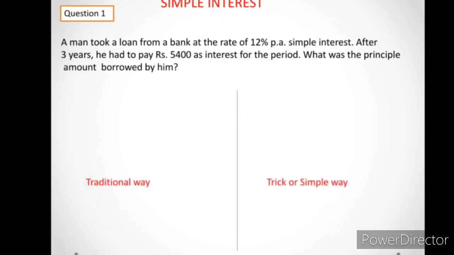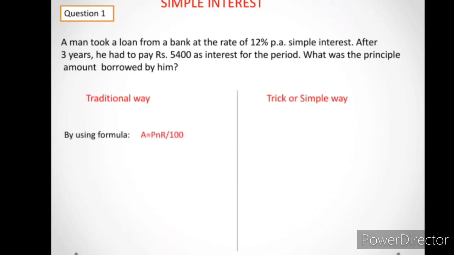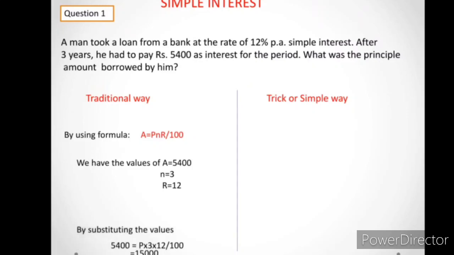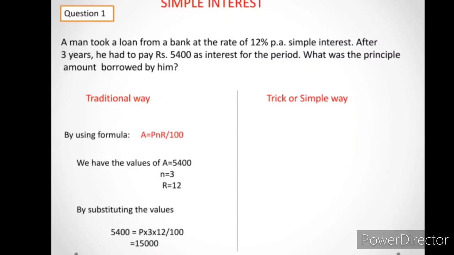Okay, let's solve the problem in the traditional way first. We know the formula: interest equals PNR by 100. We have the values: interest equal to 5400, number of years equal to 3, and rate of interest equal to 12. So simply by substituting the values we will get the answer, that is 15,000. Let's go to the trick part.